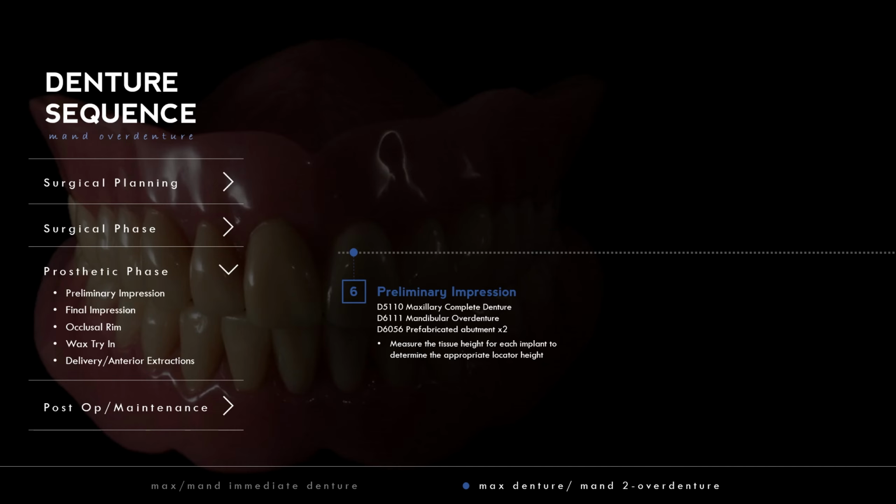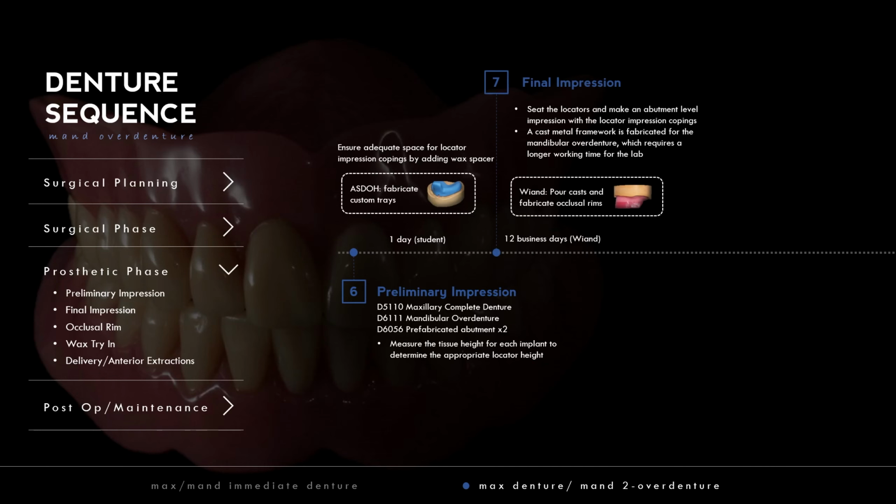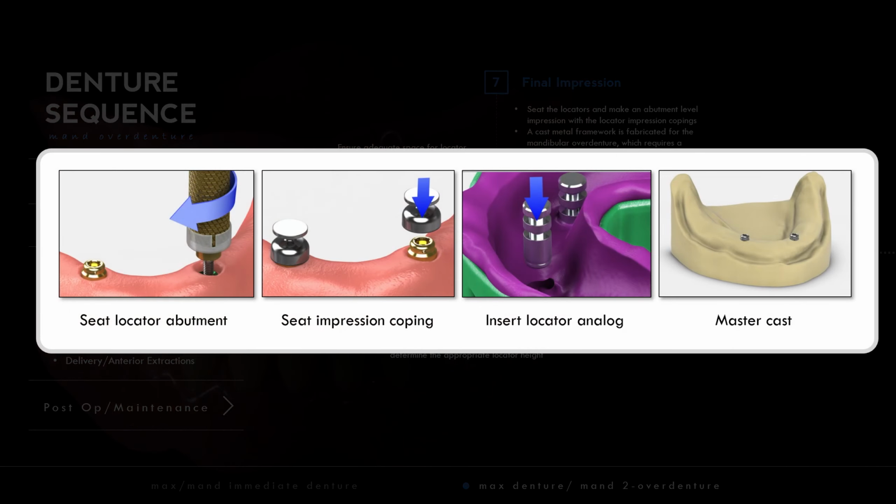So once the preliminary impression is made, you'll be fabricating your custom trays. So that leads us into making the final impression for our overdenture. So a couple extra steps that you'll need to make during this appointment is the seating of the locator abutments. Another difference too is that you're going to be placing these locator impression copings that snap onto the locators. So those will be picked up inside the impression.